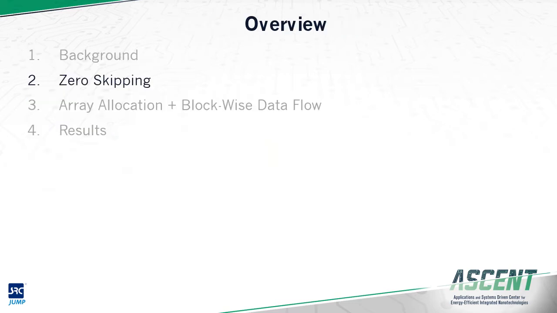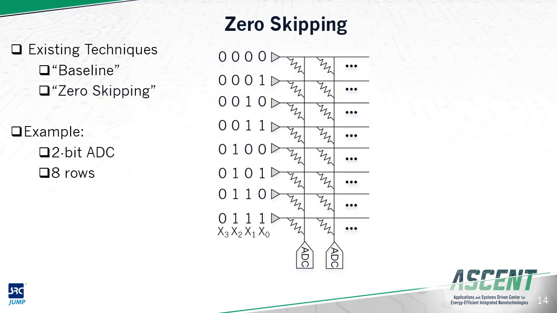Okay, so we have made it through the background section of our presentation. Next, we will quickly go through the zero-skipping readout technique. While this is not a novel contribution of ours, our handling of its impact on performance is. There are 2 simple ways to read the rows of an array: the baseline technique and zero-skipping technique. In this example, we will show an 8-row subset of a design with 2-bit ADCs. The input values are shown on the left-hand side, and we will just look at the first input bit to explain these techniques.